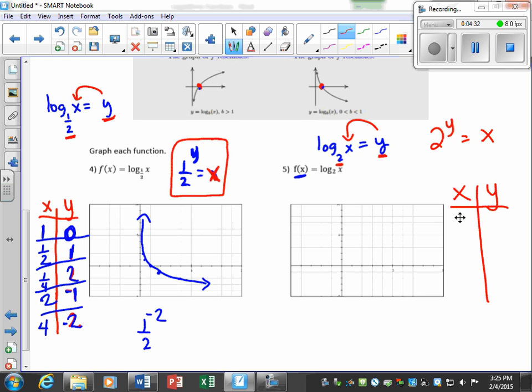Typically we pick values for x, but this time I'm going to pick values for y because I can see if I substitute y in, it's real easy to find x. So when y is 0, 2 to the 0 power is just 1. Let's do when y is 1. That means 2 to the 1 power is just 2. So that's the ordered pair over 2, up 1.